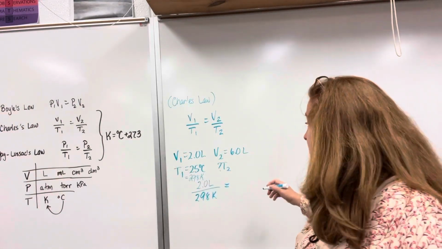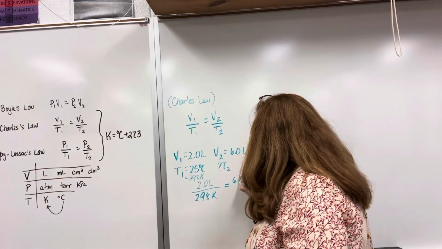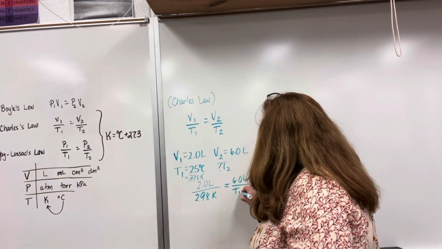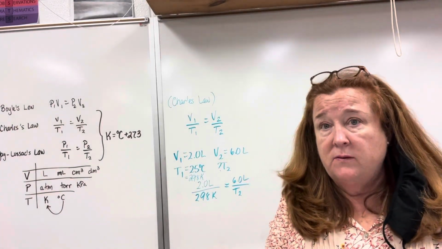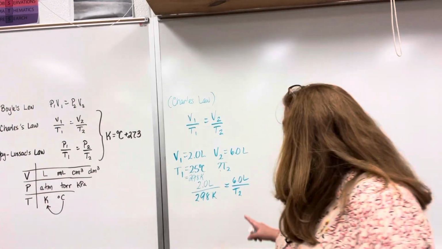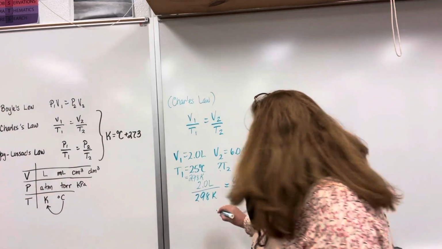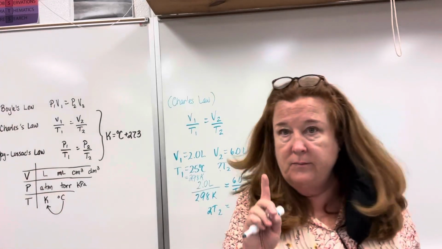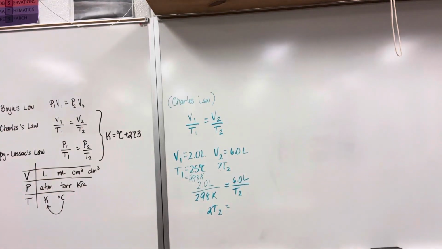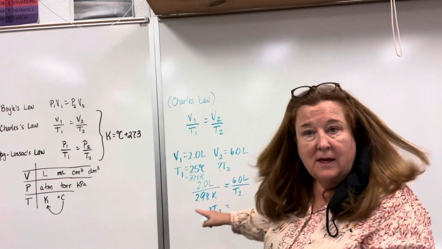So the volume is increasing. And then you are looking for the second temperature. And if you notice, this is in the denominator. So what you have to do is you have to cross multiply first. So you're going to take 2 times T2, and then 6 times 298.